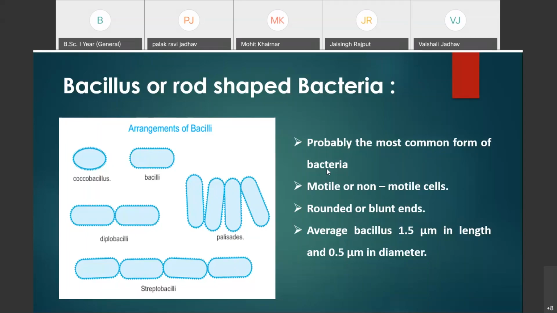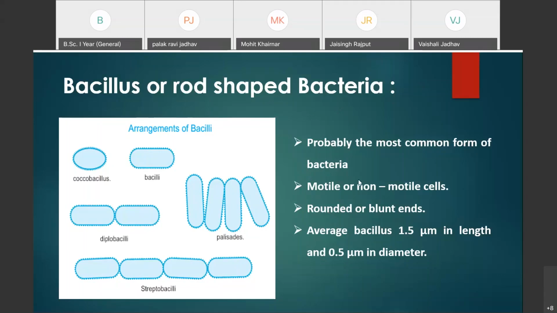These morphological forms of bacteria may be cylindrical, they may be elongated, and they may be motile or non-motile. These bacteria have rounded or blunt ends.